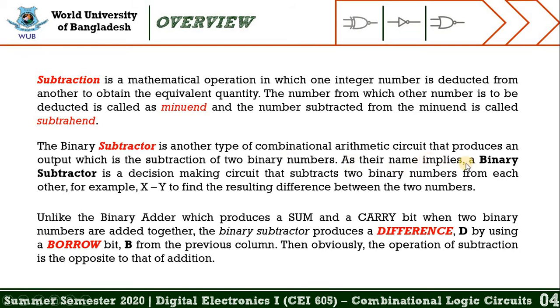As the name implies, a binary subtractor is a decision-making circuit that subtracts two binary numbers from each other, for example X minus Y, to find the resulting difference between the two numbers. Unlike the binary adder, which produces a sum as well as a carry bit when two binary numbers are added together, the binary subtractor produces a difference, in short D, by using a borrow bit, in short capital B, from the previous column. Obviously the operation of subtraction is the opposite to that of addition.